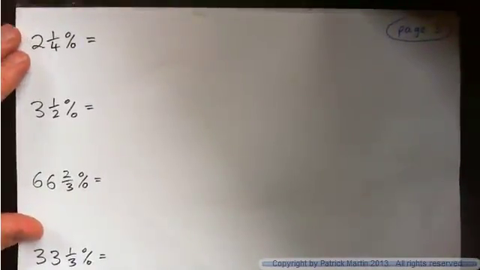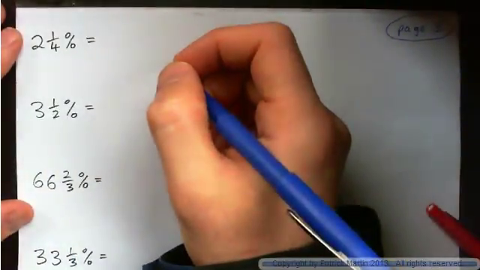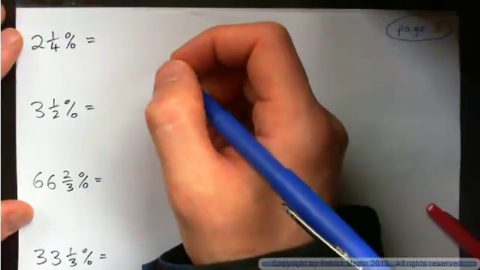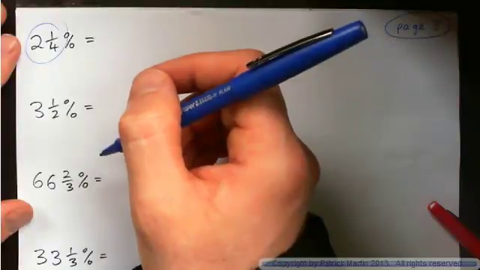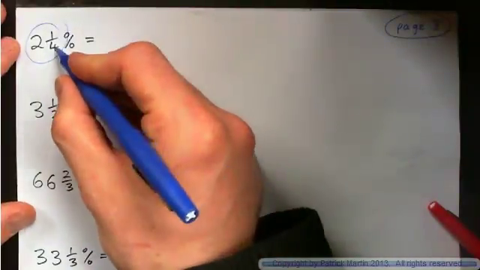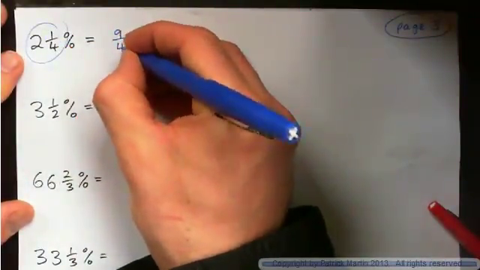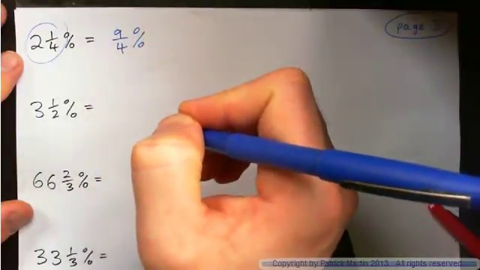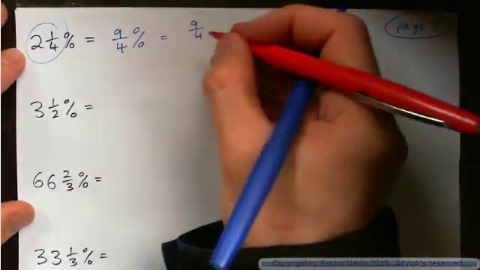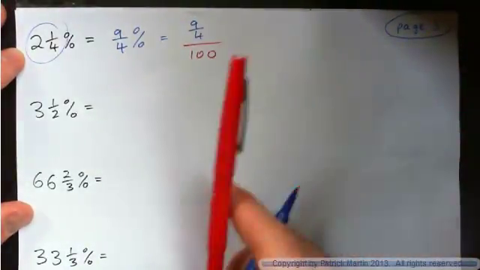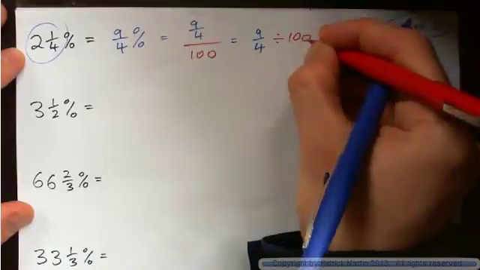Now, page 3. These guys are kind of funny. 2 and 1/4%. My goodness. First of all, we've got to turn the mixed number to an improper fraction. So 4 times 2 is 8. 8 plus 1 is 9. That's 9/4%. Which is 9/4 divided by 100.